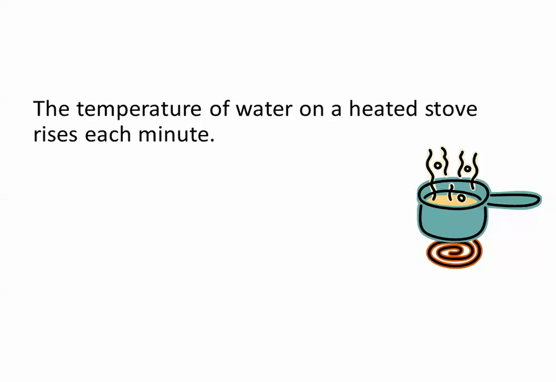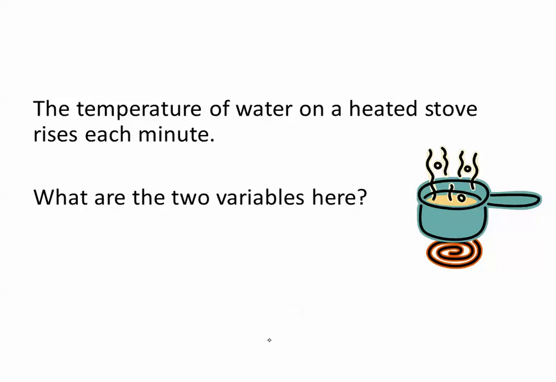So let's go ahead and look at a couple of examples. We've got a pot. This is a specific pot that's sitting on a specific stove that's on a specific heat setting. Those things are not going to change. But this is what is given to us. We're looking at the temperature of water on a heated stove rising each minute. Okay, so from this, what are the two things that are changing? What are the two variables? Now, hopefully you say, well, the temperature of the water is going to change.